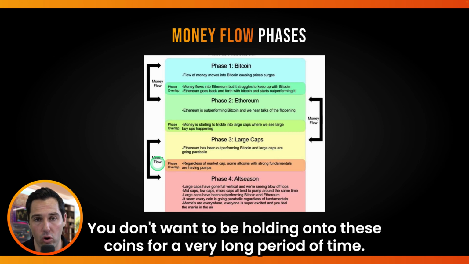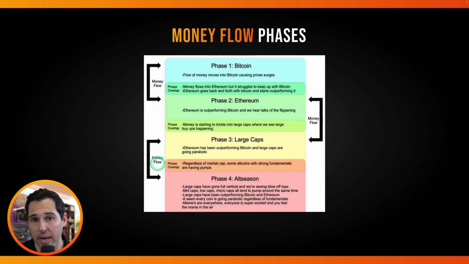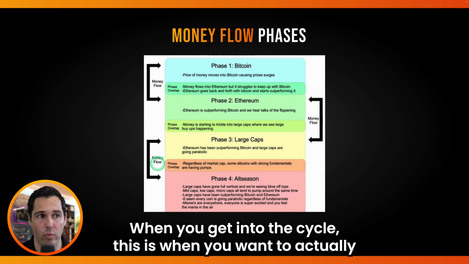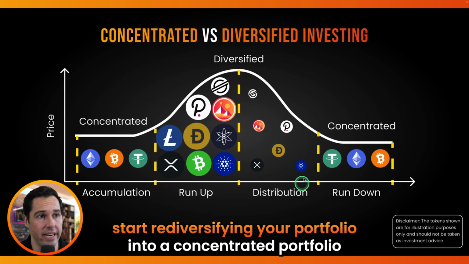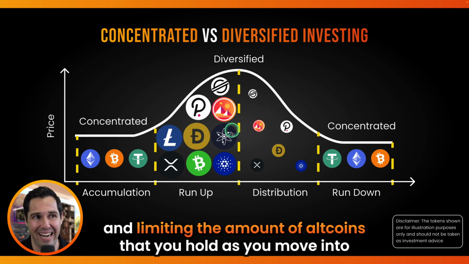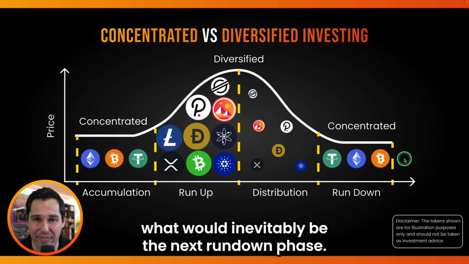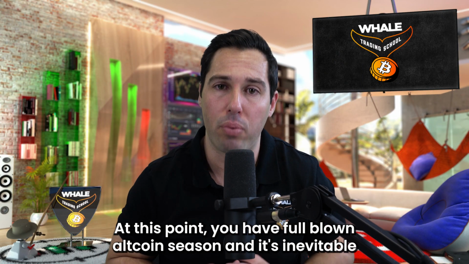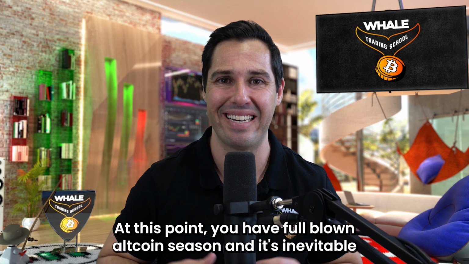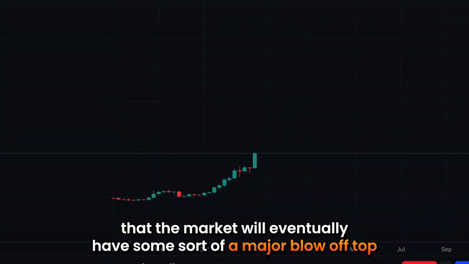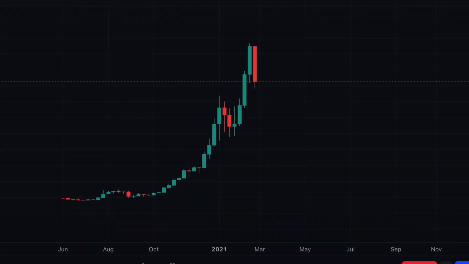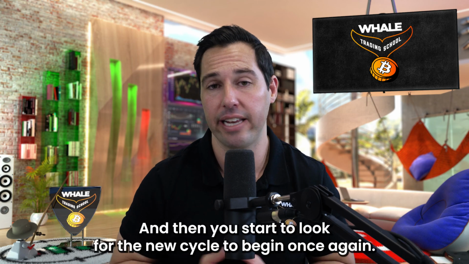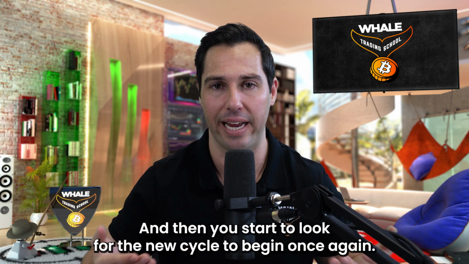You don't want to be holding onto these coins for a very long period of time when you get into the cycle. This is when you want to actually start consolidating your diversified portfolio into a concentrated portfolio and limiting the amount of altcoins that you hold as you move into what would inevitably be the next rundown phase. At this point, you have full-blown altcoin season, and it's inevitable that the market will eventually have some sort of a major blow off top and the cycle will end. And then you start to look for the new cycle to begin once again.